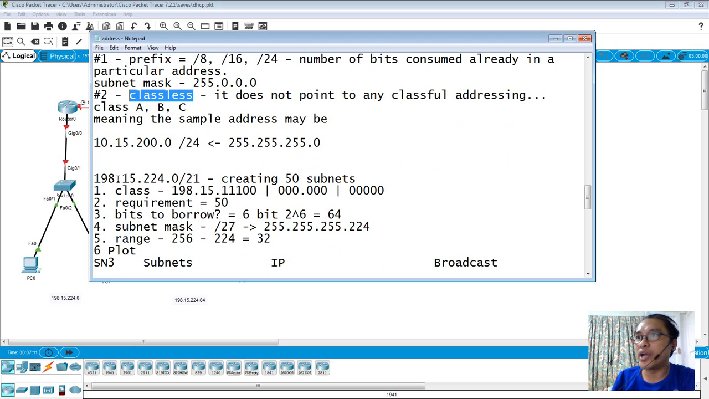Let's say, for example, we have 198.15.224.0/21, and we are going to create at least 50 subnets. I have already taught you the 6 steps on how to subnet. Since CIDR is also a subnetting procedure, we have to follow the 6 steps also. But number one, since this is not a classful addressing, we still need to plot out the binary value of these addresses so that we can identify where to stop and where to begin counting the number of bits to be borrowed.